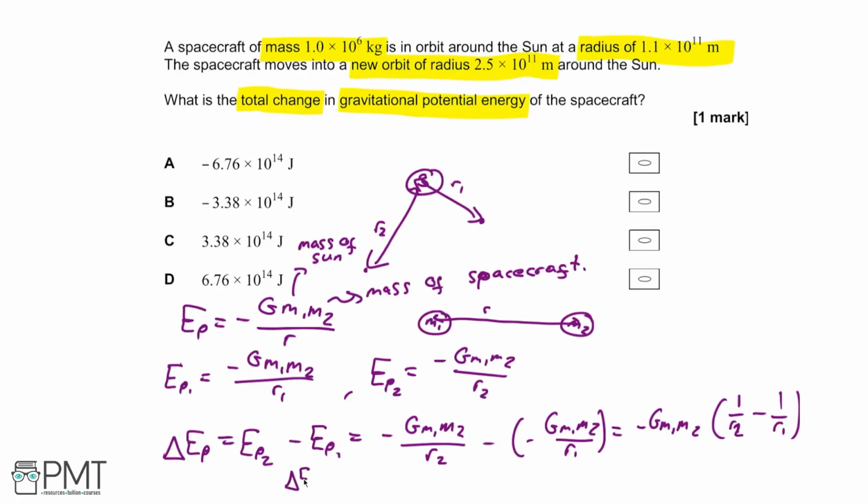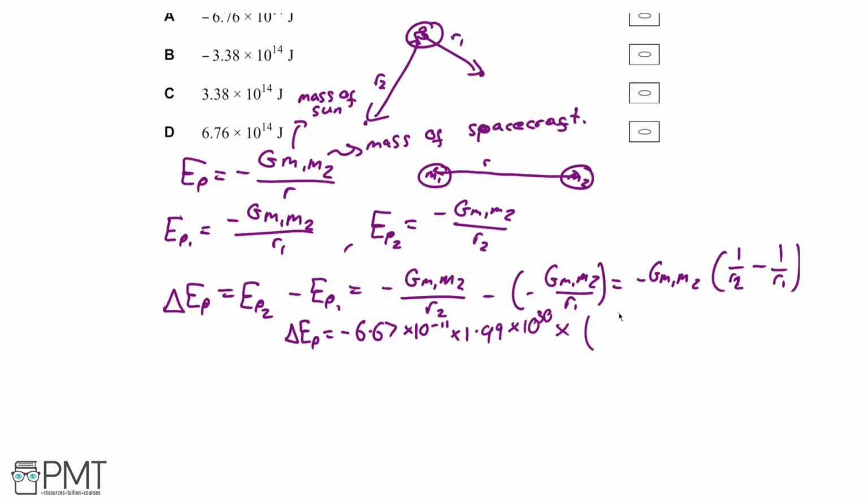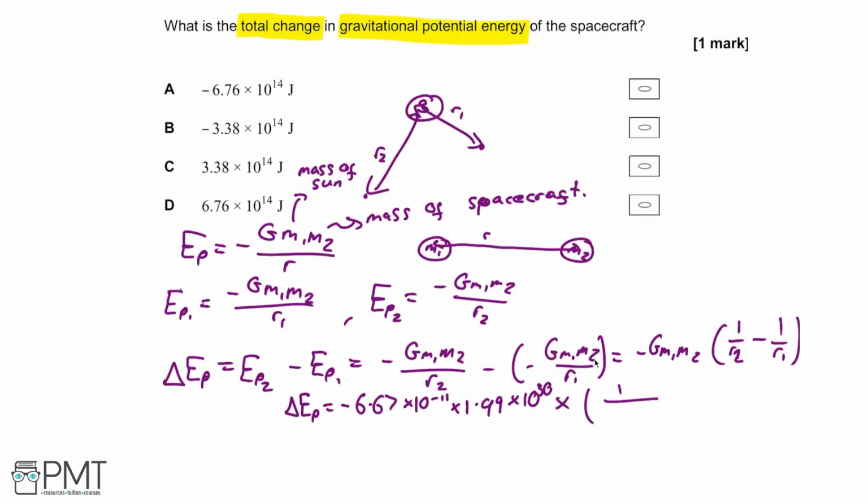So we can find that delta EP is equal to minus 6.67 times 10 to the minus 11 from the datasheet. For the mass of the Sun, we take that from the datasheet too, and that's 1.99 times 10 to the 30 kilograms. And then we multiply by 1 over R2. So R2 from the question is given by 2.5 times 10 to the 11, and R1 is given by 1.1 times 10 to the 11.